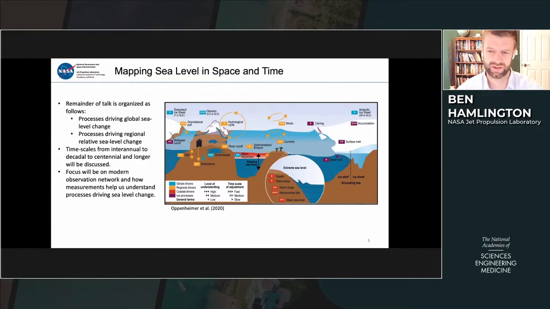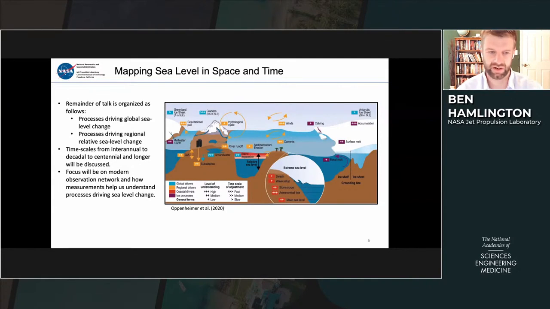I am going to organize this largely by spatial scale in terms of global and regional scales. But as part of that, I'm going to address the different timescales. As I mentioned on the previous slide, there are other timescales of variability. There's interannual to decadal variability, which plays a big role in what we're seeing along the coastlines, in addition to the centennial and longer timescale, which I'll touch on, which will be discussed more in the talks that follow.